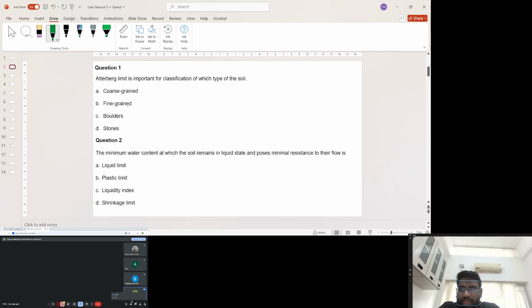Atterberg's limits are classified as liquid limit, plastic limit, and shrinkage limit. From these we get several indices which we utilize for further characterization. So the right option is fine grained soil.